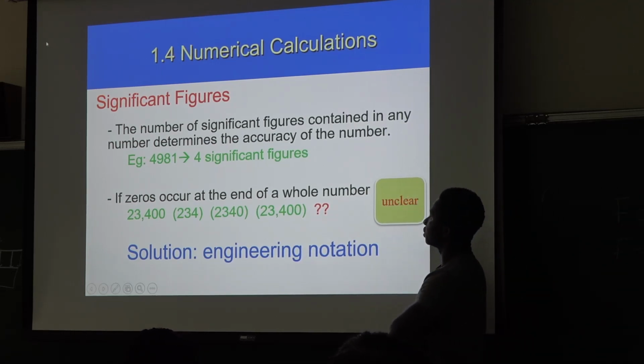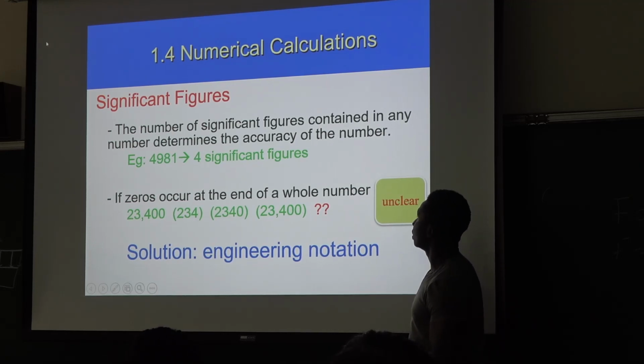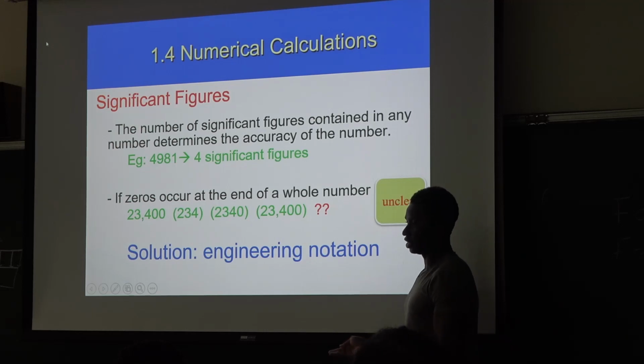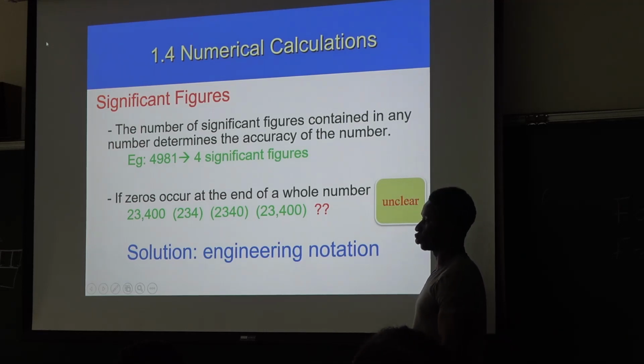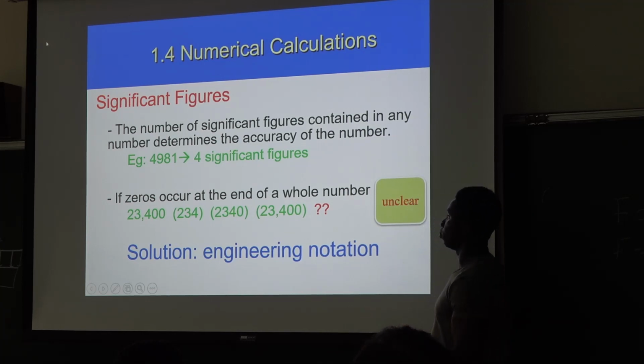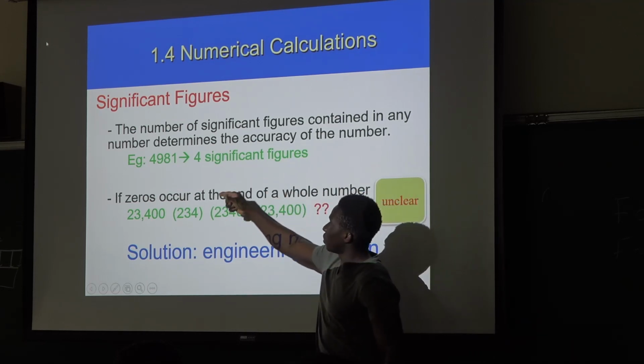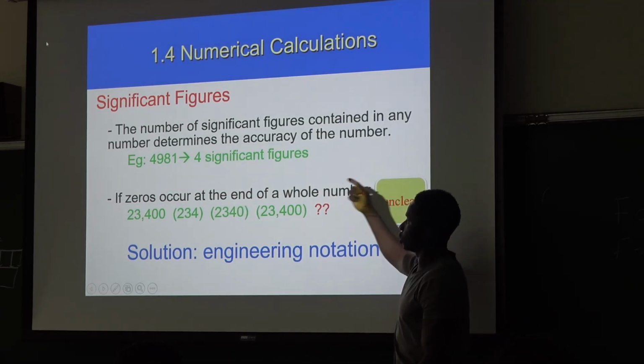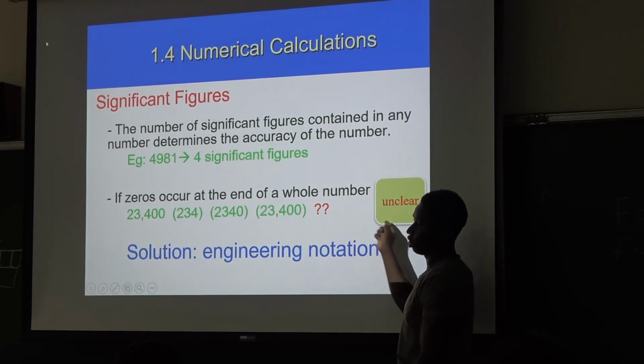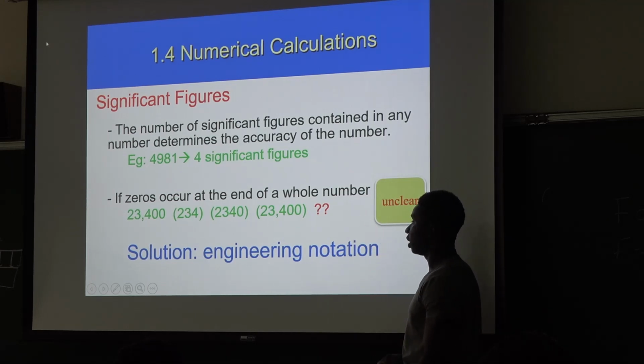Okay, and here it says the significant figures. So it's just about the number of significant figures containing any number determines the accuracy of the number. So the more significant figures you have, the more accurate the solution is, but you also don't want to have too many. Then it will not be ideal, or it will not be reasonable. So for example, we can just use 4 significant figures, we can use 5 significant figures, depending on how big or small the value is.